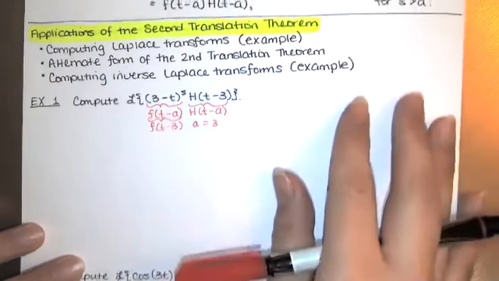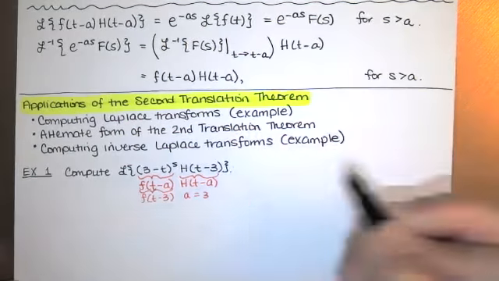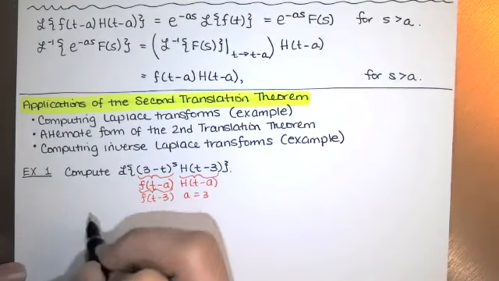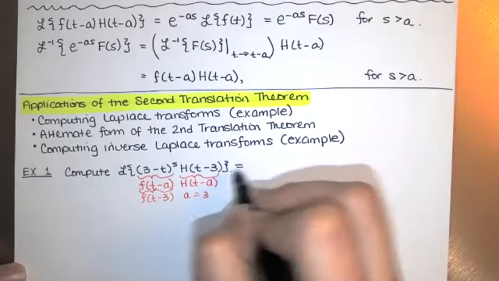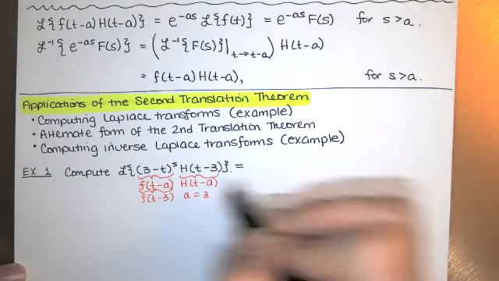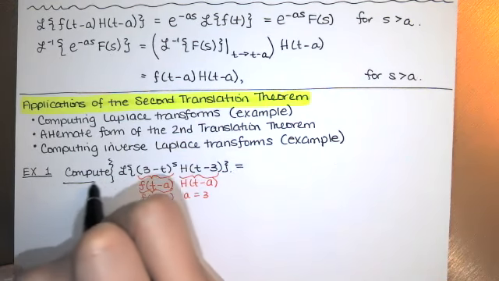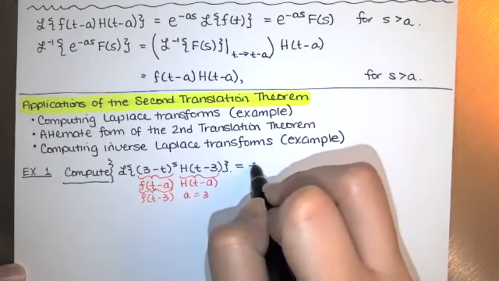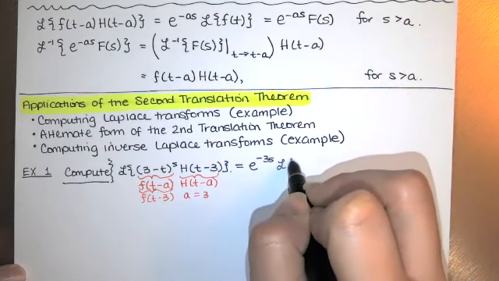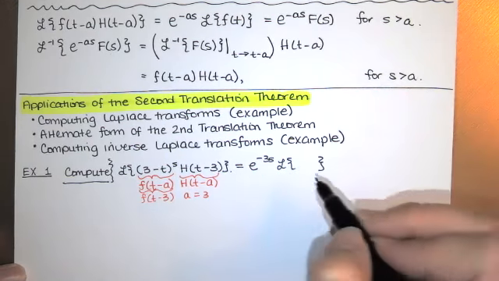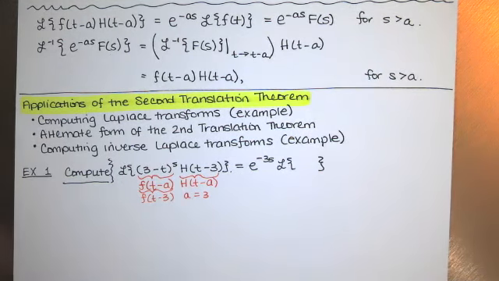Now, according to the second translation theorem, we're going to get e to the negative as. And if a is 3, actually, I'll just write it over here. I know that's the problem statement, but that's okay. We're computing this, and now we're just looking at this expression here. This is equal to e to the negative as with a equals 3, so that's e to the negative 3s times the Laplace transform of f(t). But that requires that I find f(t) given that I know f(t minus 3).